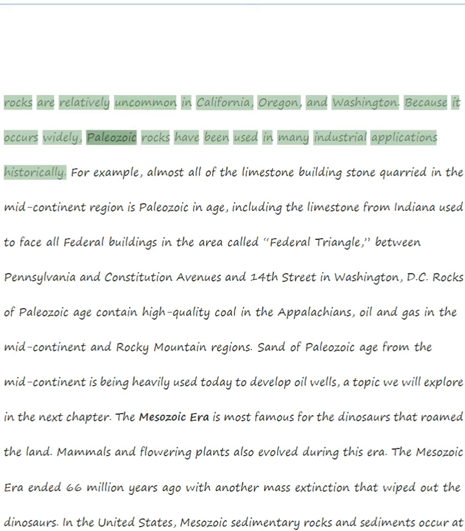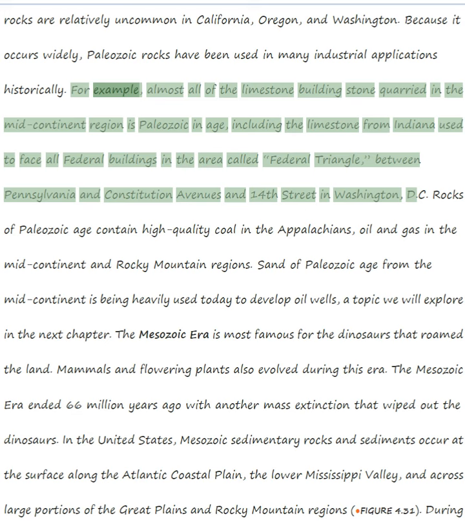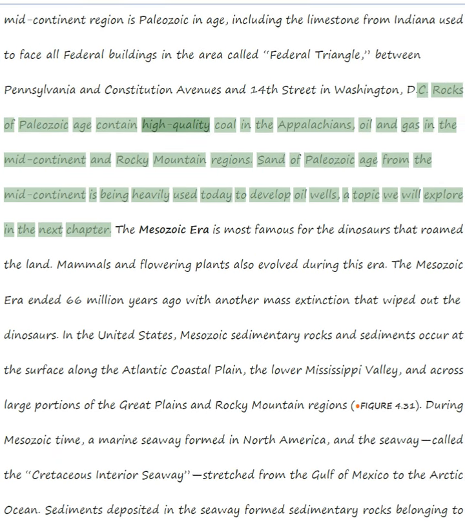Because it occurs widely, Paleozoic rock has been used in many industrial applications historically. For example, almost all of the limestone building stone quarried in the mid-continent region is Paleozoic in age, including the limestone from Indiana, used to face all federal buildings in the area called Federal Triangle, between Pennsylvania and Constitution Avenues and 14th Street in Washington, D.C. Rocks of Paleozoic age contain high-quality coal in the Appalachians, and oil and gas in the mid-continent and Rocky Mountain regions. Sand of Paleozoic age from the mid-continent is being heavily used today to develop oil wells, a topic we will explore in the next chapter.